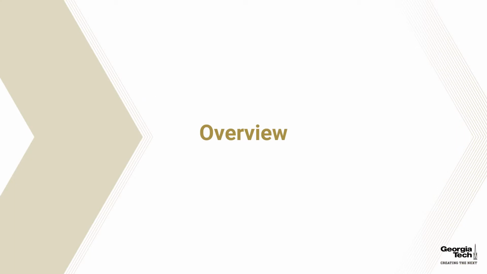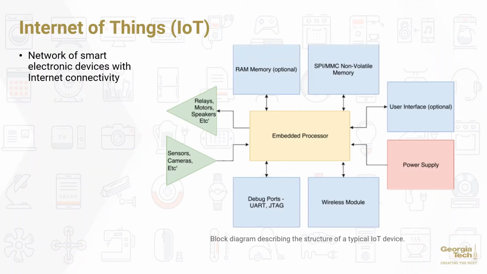So first of all, overview. The Internet of Things, or IoT, is a network of smart electronic devices with internet connectivity. Objects that existed decades ago, such as TVs, speakers, toys, and appliances, are all slowly progressing into IoT devices as they get enabled with wireless connectivity.